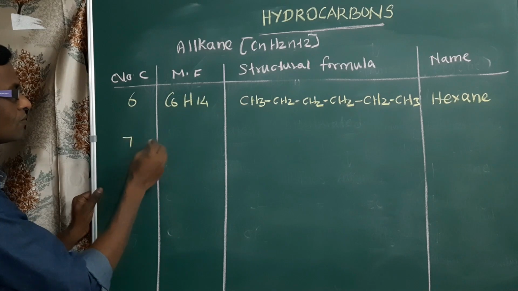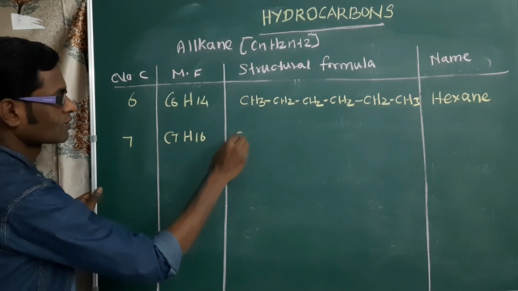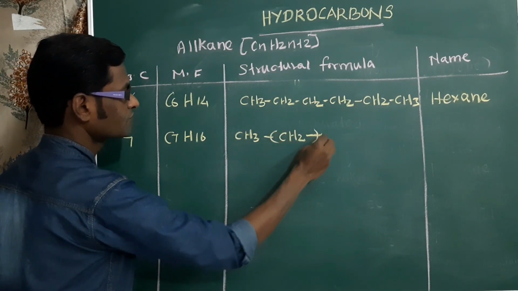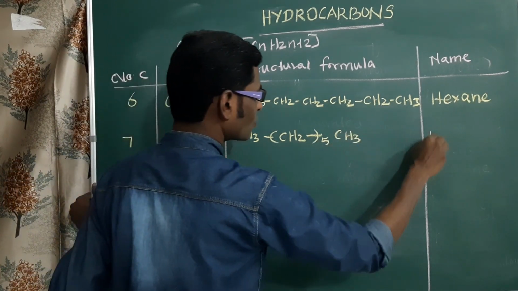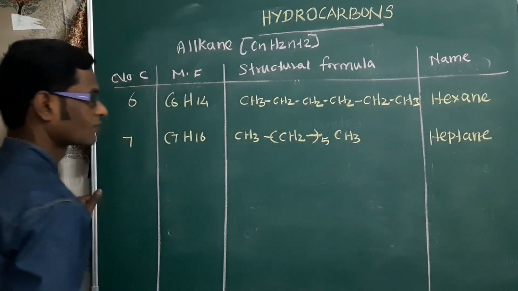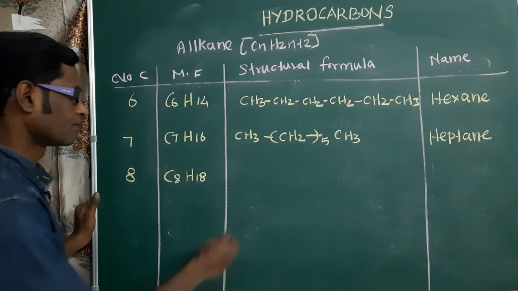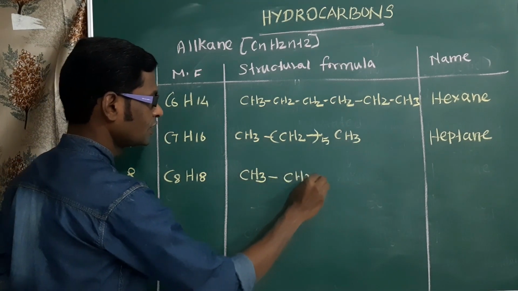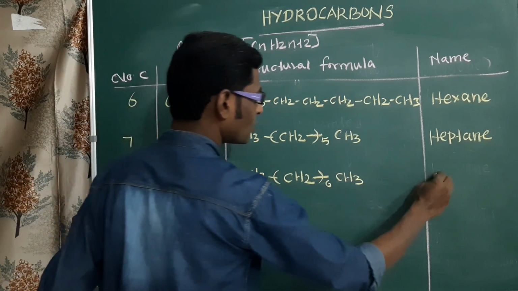Carbon number 7, molecular formula C7H16. CH3, CH2 5 times, CH3. If 7 carbons, root word hept, name of the compound heptane. Carbon number 8, molecular formula C8H18. Structural formula CH3, CH2 6 times, CH3. Name of the compound octane.